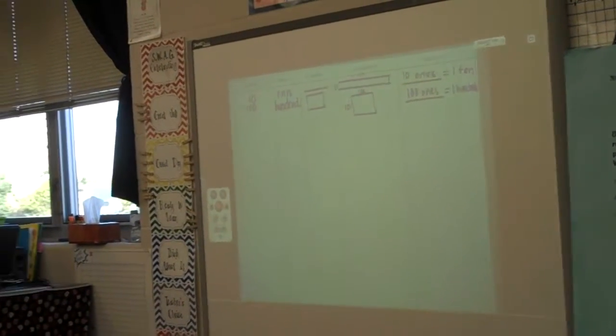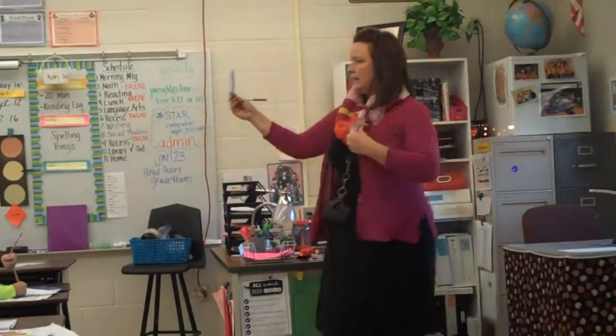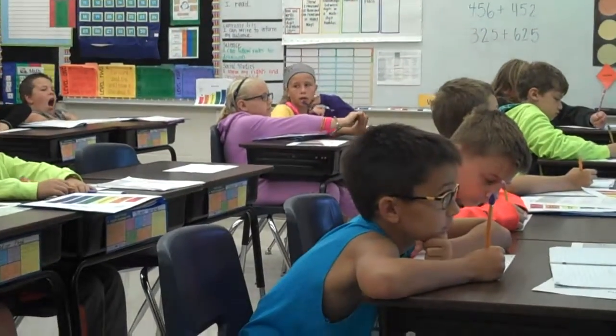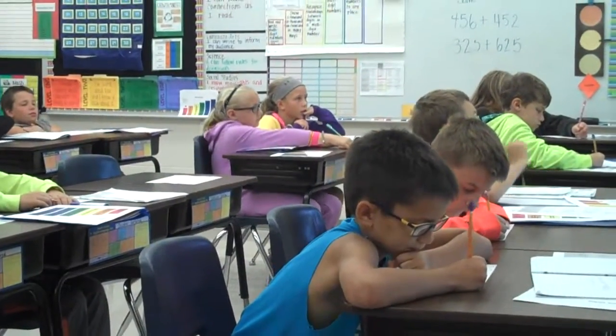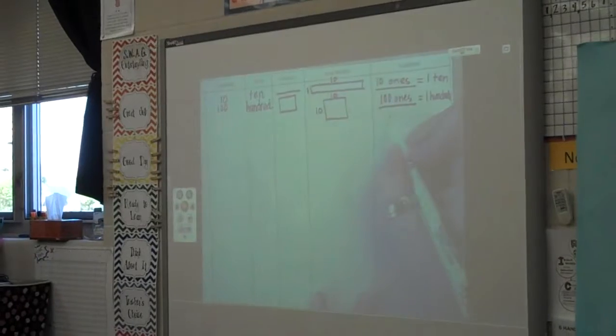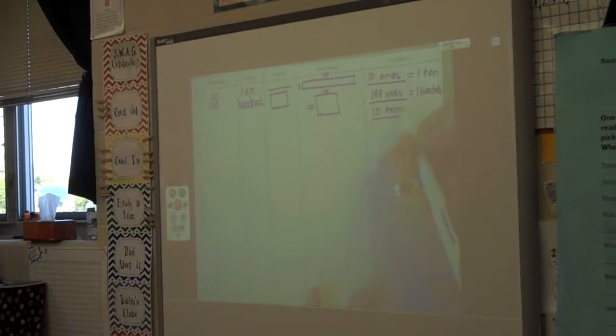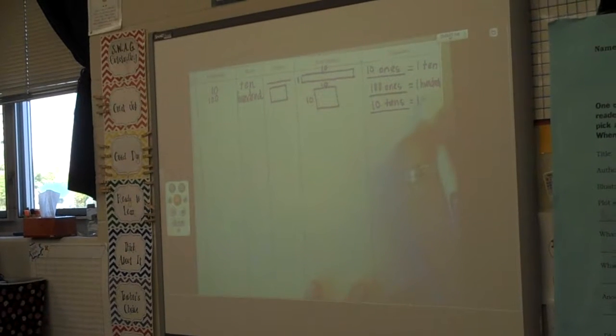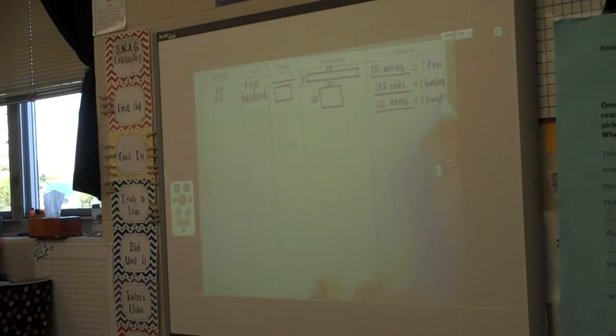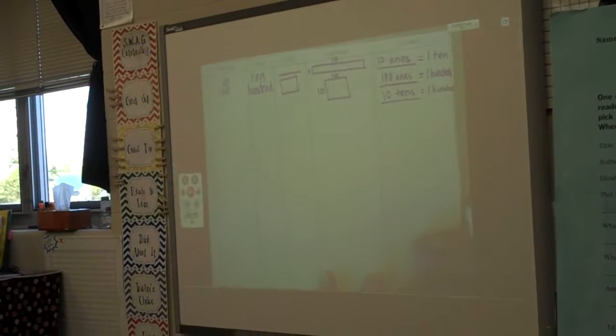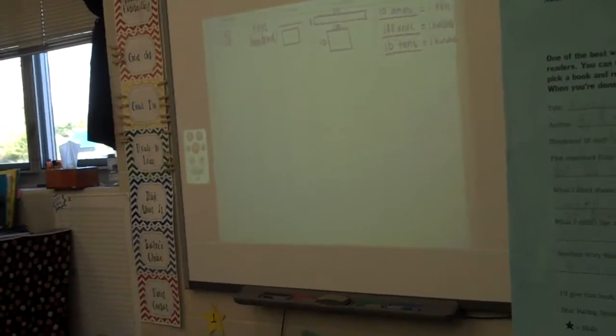Are there any other ways we can express that, Kaylee? 10 tens. So there's 1, 2, 3, 4, 5. There's 10 tens in here. So another equation I could write is 10 tens is the same as 100.